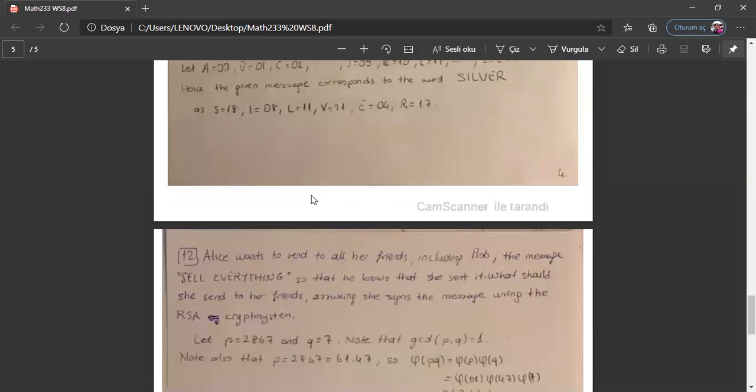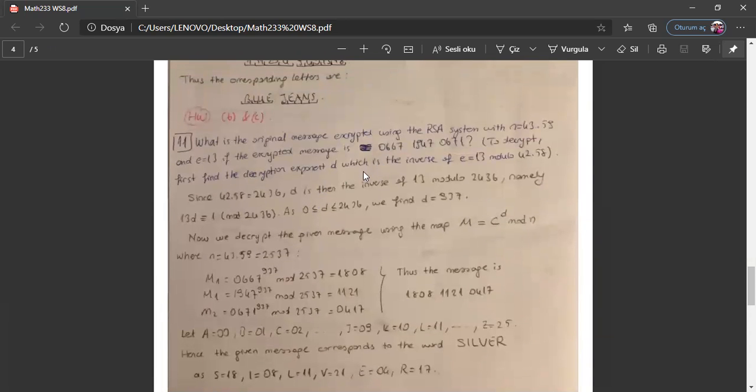And now we have these final 2 questions. Now it's something different. We will use the RSA system, or in other words, the RSA algorithm. We will find the original message, which is encrypted using this system, where n equals this number and E equals this. The encrypted message is this. So we will decrypt this message.